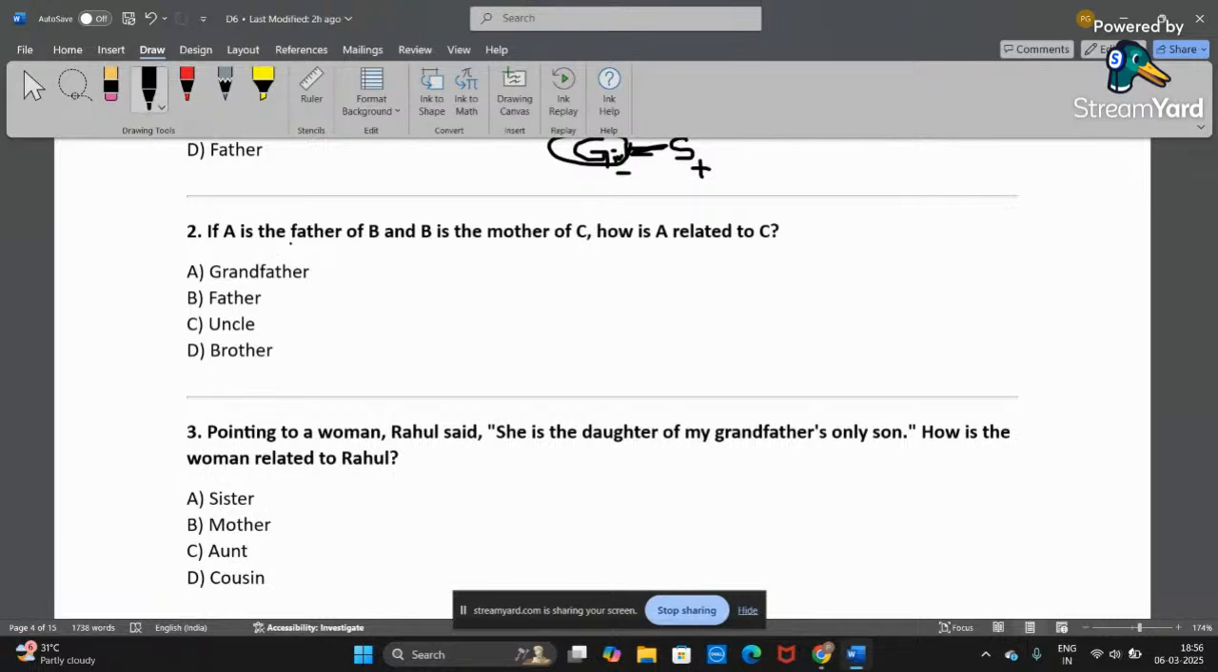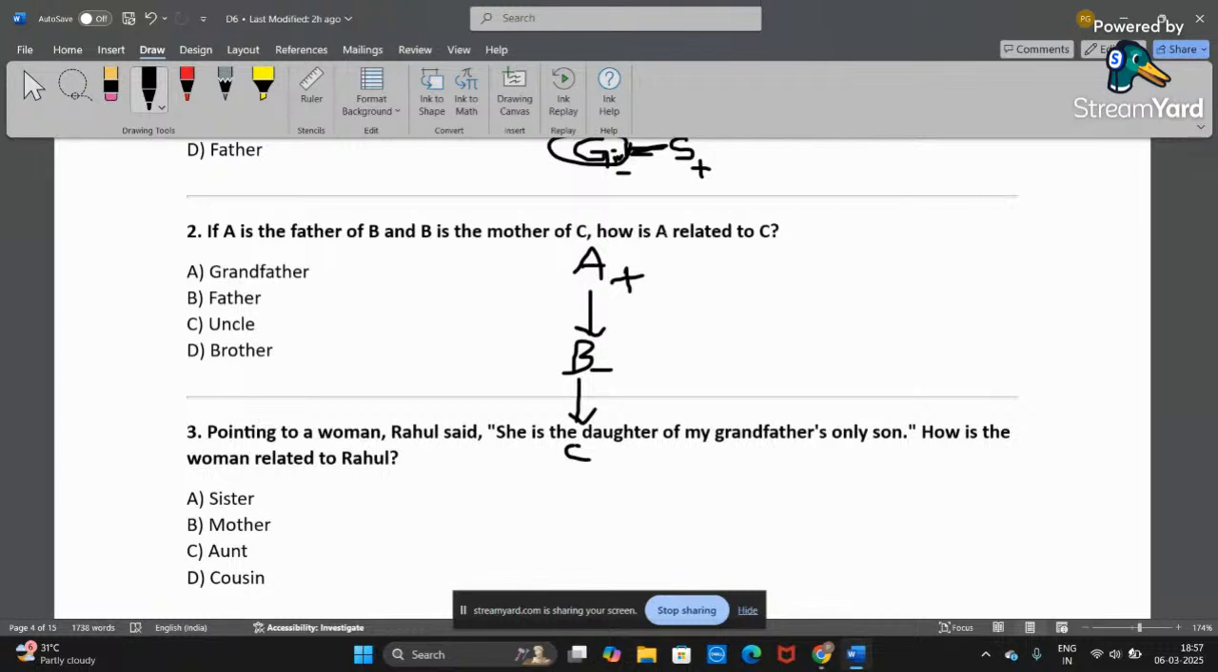If A is the father of B, see, A is a father. That means male, right? So we're indicating with plus. A is the father of B. We don't know B up till here, whether male or female. Okay, then the next statement: B is the mother of C. Now we came to know that B is mother. That means B is female. We'll indicate with minus symbol. She is the mother of C.